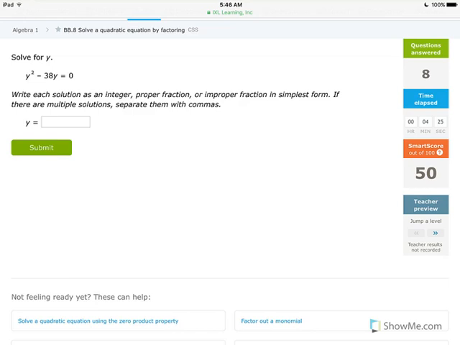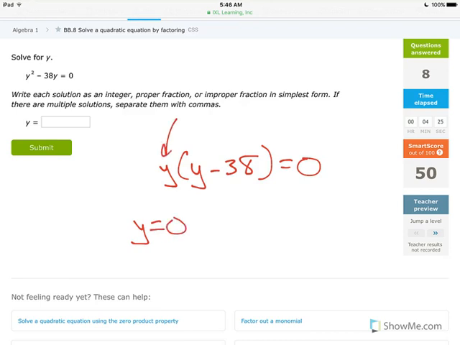This one, back to the simpler ones. A y can be factored off. And y would have to be 0 for this factor to be 0. This one you can probably do in your head. y minus 38, how would that be 0? y would have to be 38. So you end up with 38 minus 38.